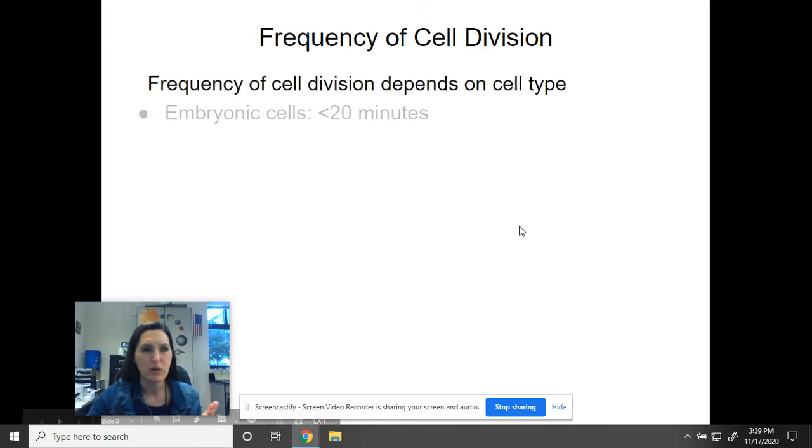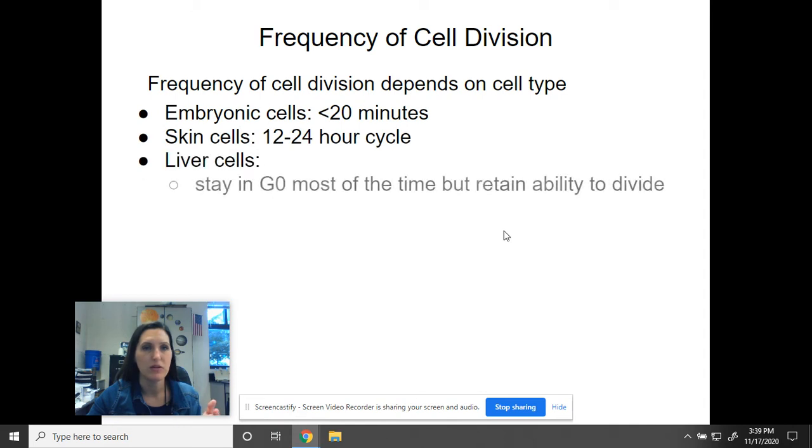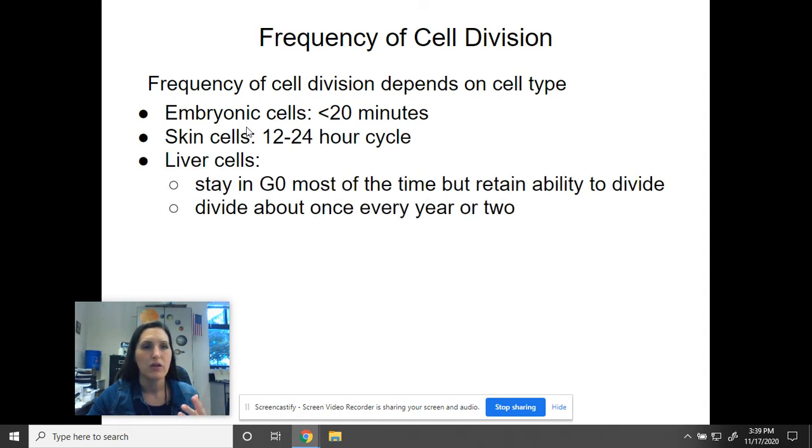All right, the frequency with which cells divide is determined by what kind of cell they are. Embryonic cells reproduce super fast. Think about it, you're going from one cell, from an egg to a blastula to an embryo to a fetus to a baby. All this happens in 9 months. That's crazy how fast it happens. So the embryonic cells reproduce super quick, less than 20 minutes. Skin cells on average take 12 to 24 hours.